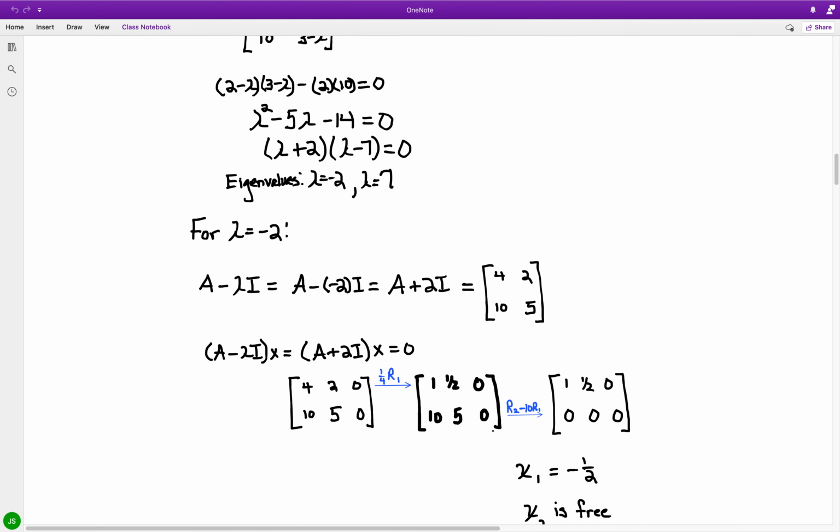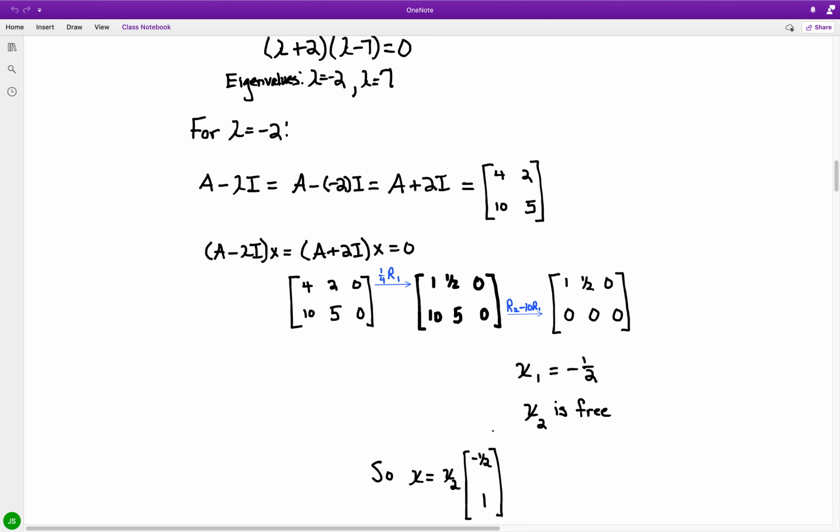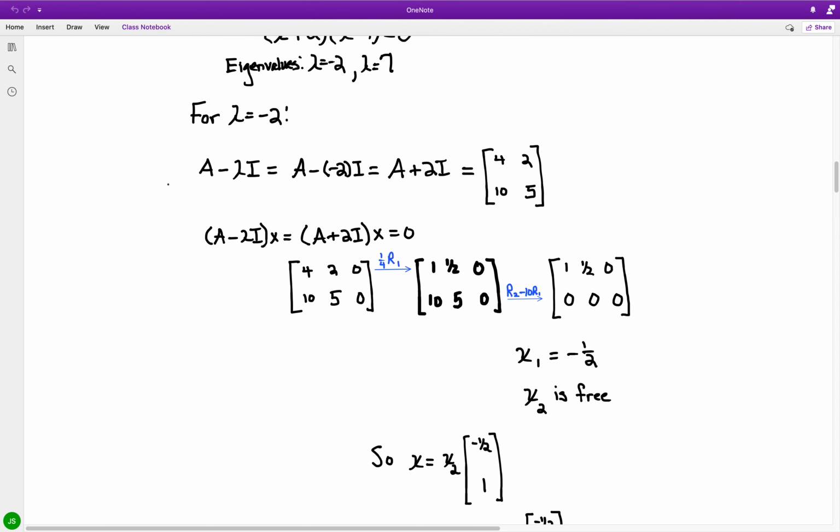For lambda equal to -2, A minus lambda I is A minus -2I, which would be A plus 2I. So for A plus 2I, we come out to 4, 10, 2, 5. And for A minus lambda I, the quantity of A plus 2I times x equals 0, we put this in reduced echelon form.